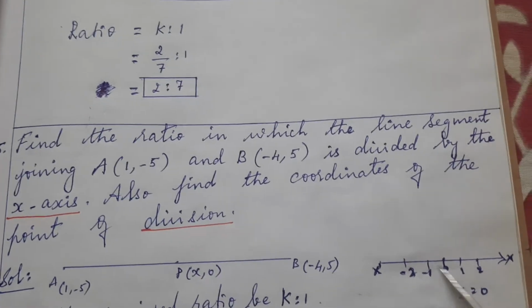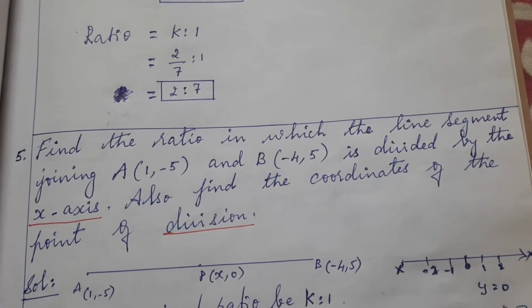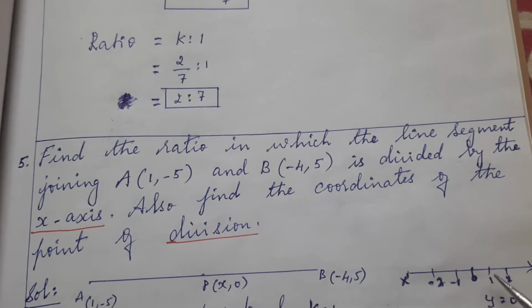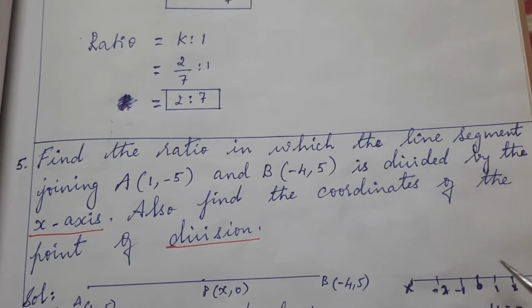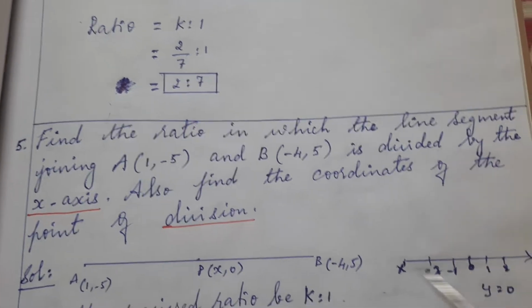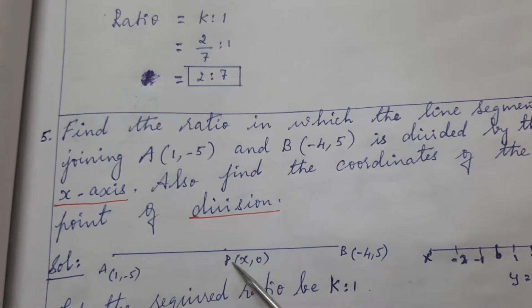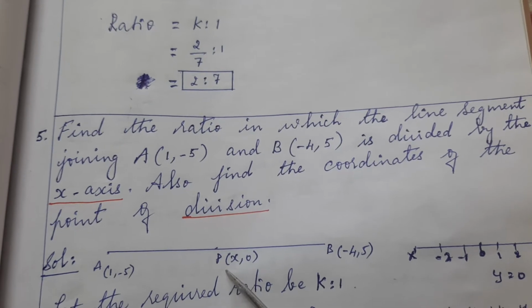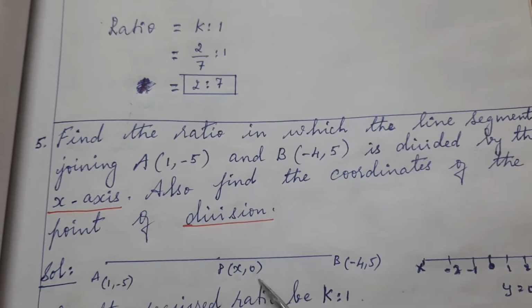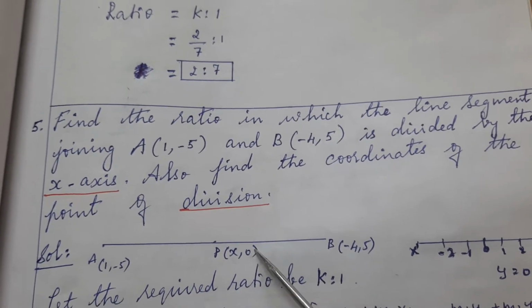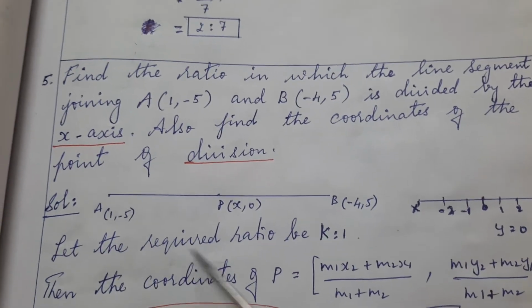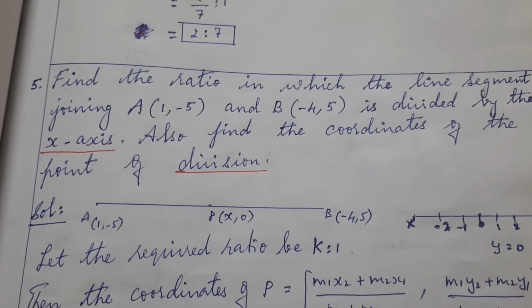So you know on the x-axis, y is 0. So the coordinates will be (x, 0). And on the y-axis, x will be 0, so it will be (0, y). Now when I take these points A and B, we are assuming P to be the point of division, whose coordinates are (x, 0) because it is on the x-axis. In the same way we assume the ratio to be k is to 1.